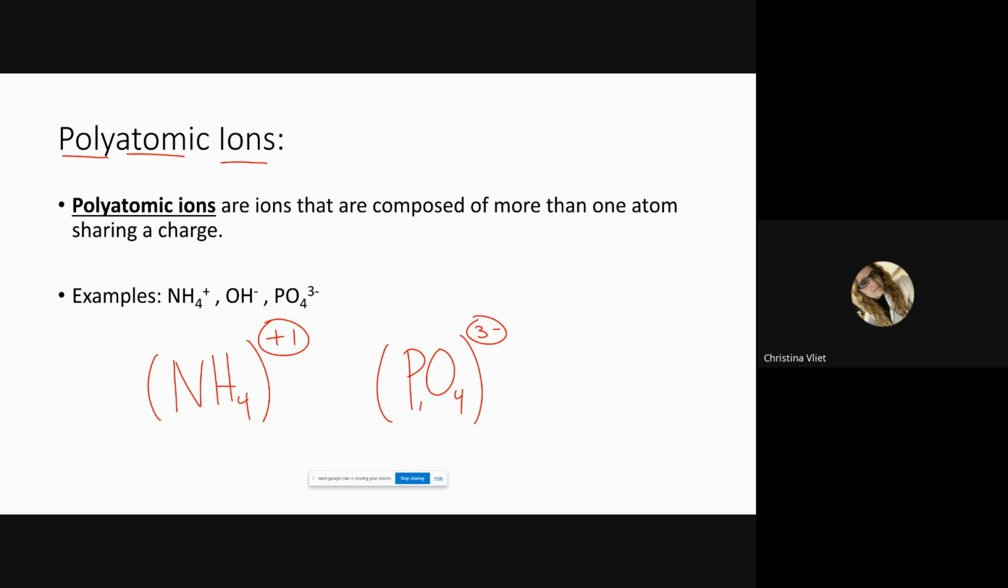These polyatomic ions, if you look closely, you're going to see them all over. If you look at your nutrition labels, your shampoo bottles, your ingredients lists in containers, you'll find these polyatomic ions everywhere.